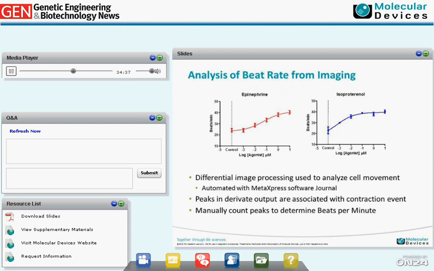And then we can use differential image processing to look for that movement and associate each peak in the derivative with a beat or a contraction event. And by manually counting those, you can look for a response of different compounds on the beat rate of those cells. Here we show examples of epinephrine and isoproterenol, which are known positive chronotropes, which increase the beat rate accordingly. Now, this is a fairly manually intensive analysis, so we're looking for an improved method for measuring the contractions and something that would be amenable to a high throughput screen.